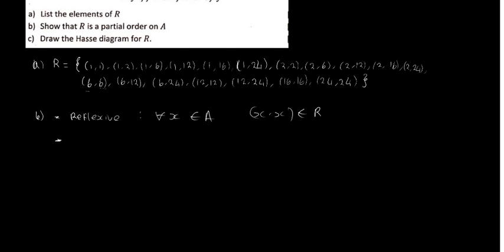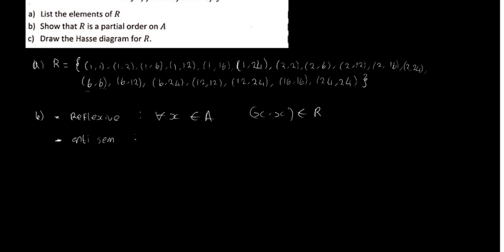What's the next thing? The next thing is antisymmetric. Is this antisymmetric? First of all, remember the definition of antisymmetric. We look for elements that are not the same. For antisymmetric, we allow elements that are the same to map together. So (1, 1), (2, 2), of course, it's reflexive, so those are there.